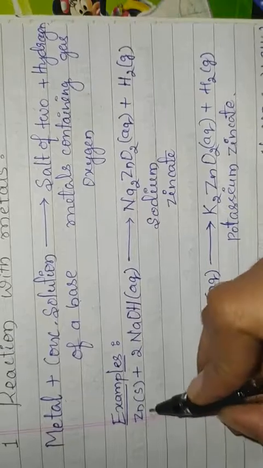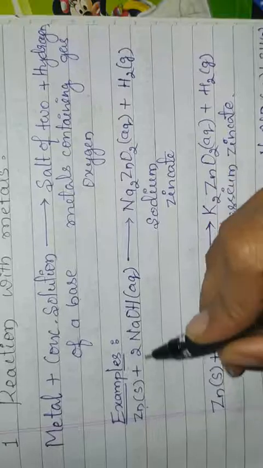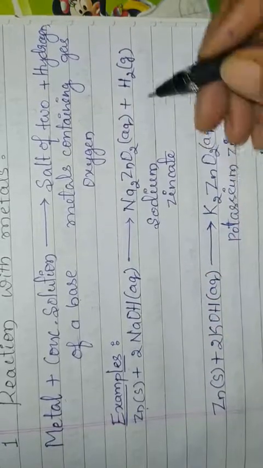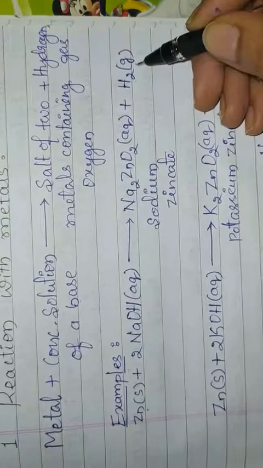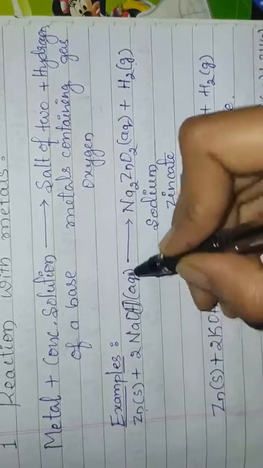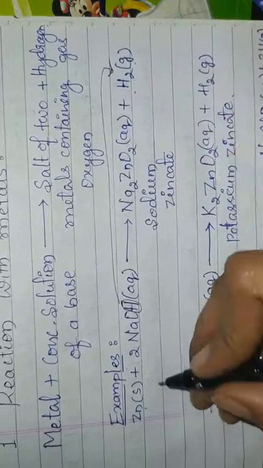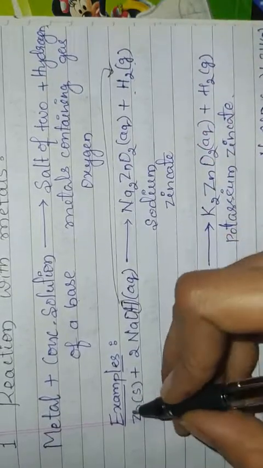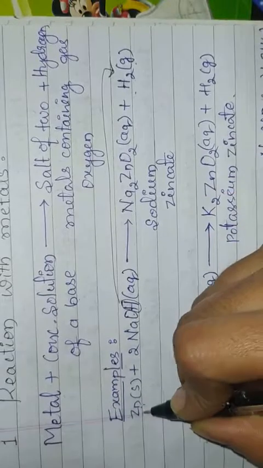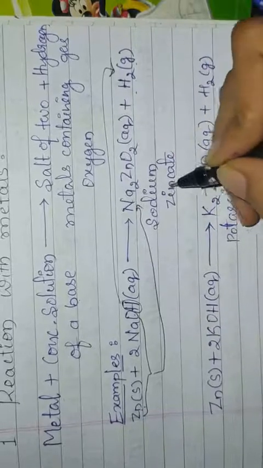Here zinc is the metal. It reacts with sodium hydroxide and it forms sodium zincate, and hydrogen gas is released. See here, this hydrogen is released in the form of hydrogen gas, and the remaining zinc and sodium and this oxygen will combine and they will form this sodium zincate.